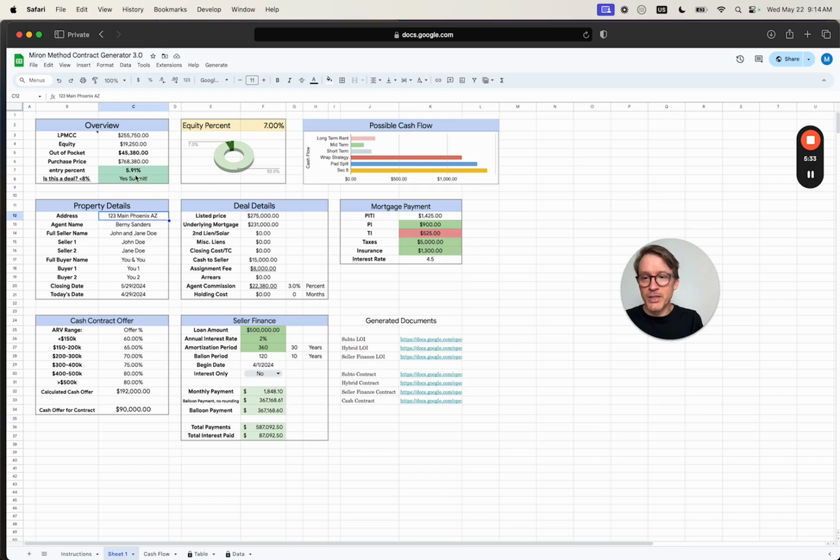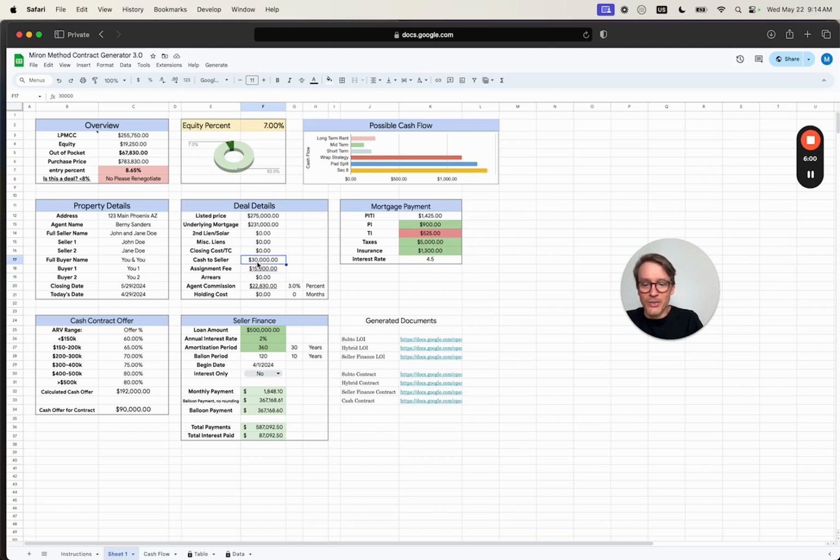Let's see, I'm going to jump up here to the overview. What I've done is, if it's an under 8% entry fee, it will give you the green light. Okay. If you are giving a lot more down to the seller, let's say we're having to give $30,000 down. Ooh, that's decent. And I want a $15,000 assignment. Okay, so that's at 8.6. This is no, please renegotiate.